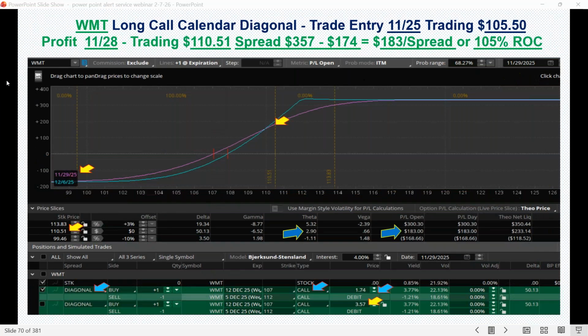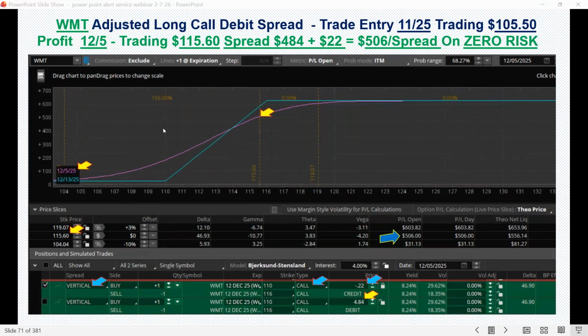So the initial trade was right here. We had the 12 December long 107, short the 5 December 112, at $1.74. The trade blew up to 357 right there. So this trade was up 183 per spread, or a 105% return. And then I'm looking for these adjustments, and that's what I really try to define and spell out for you, so you can get these trades where you get zero risk or 75 at risk and a huge potential return on capital. And then we ended up here adjusting to a long call debit spread.